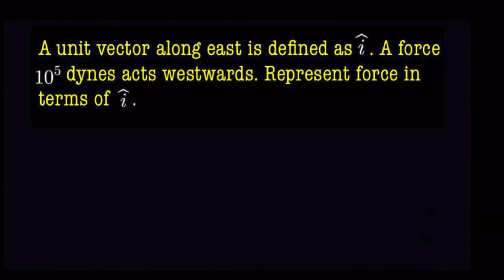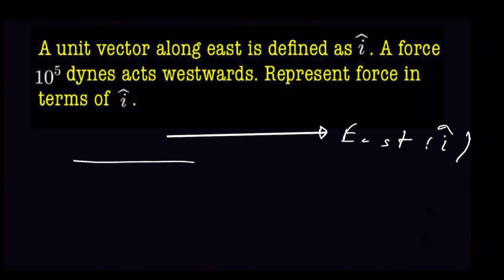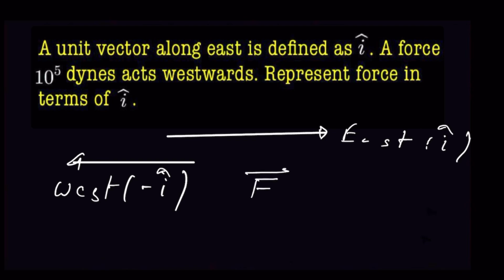Now, you see there is a question. The question is: a unit vector along east is defined as i cap. Force of 10 to the power 5 Newton westward. Represent the force in terms of i cap. So, what does it mean? This is east, and east can be represented by i cap. So, west must be represented by minus i cap because it is opposite to east. So, you can say that this force is nothing but 10 to the power 5, which is its magnitude, times the unit vector which is minus i cap.